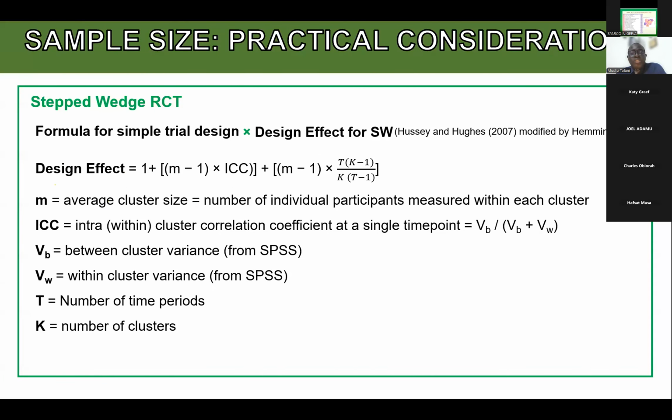And for stepped wedge, it needs to be more complex because we need to include both the design effect for the cluster randomized trial as well as additional effects for the stepped wedge trial. This is where the number of periods we earlier calculated and the number of clusters come in, making this sample size calculation.